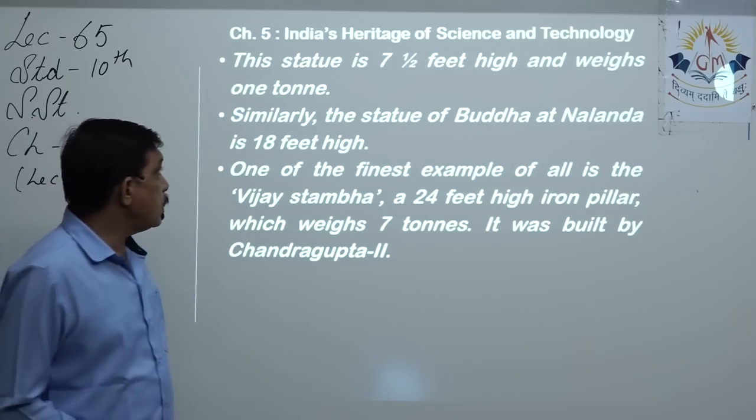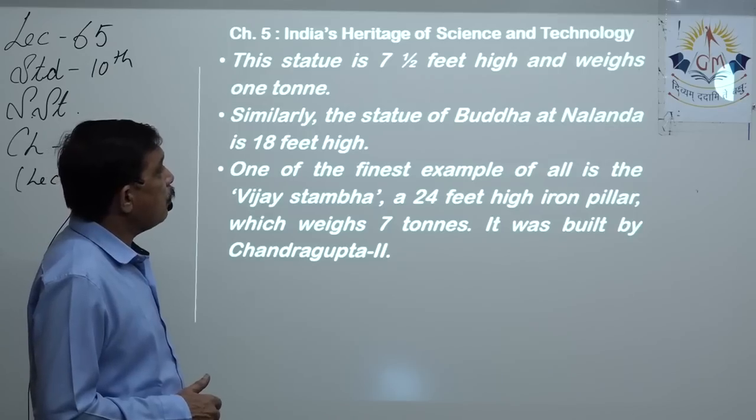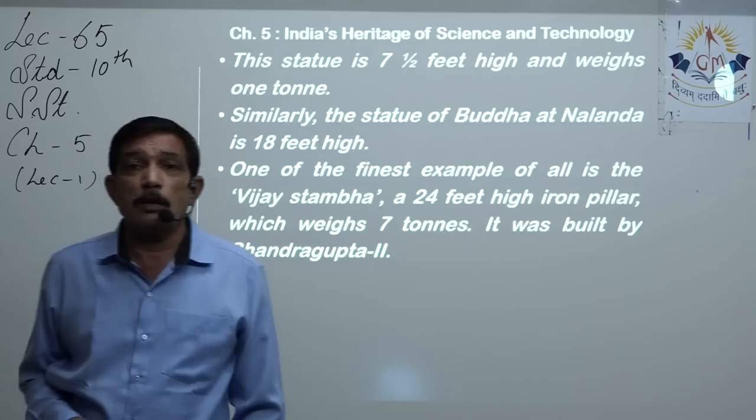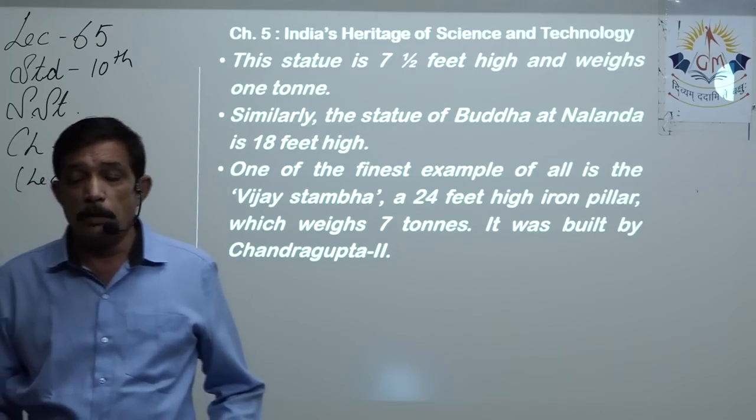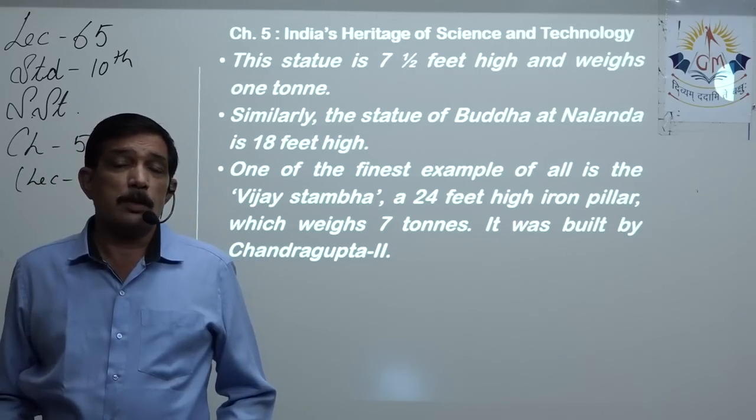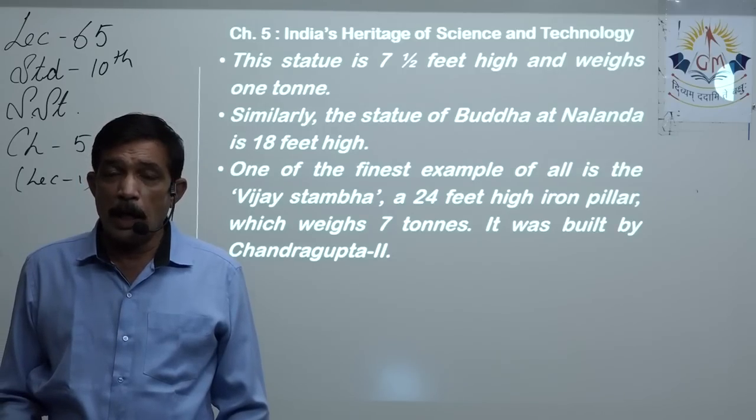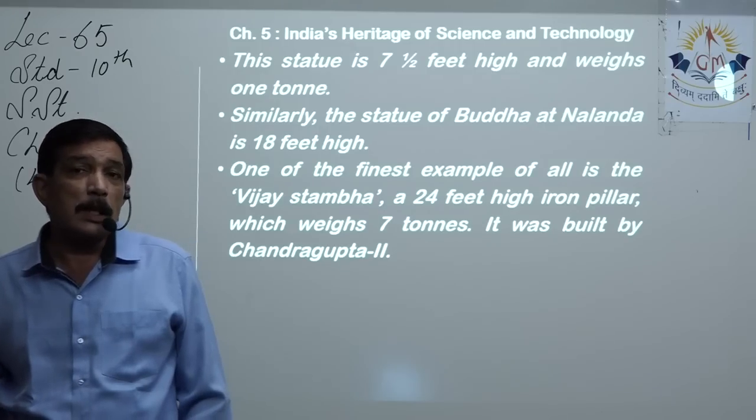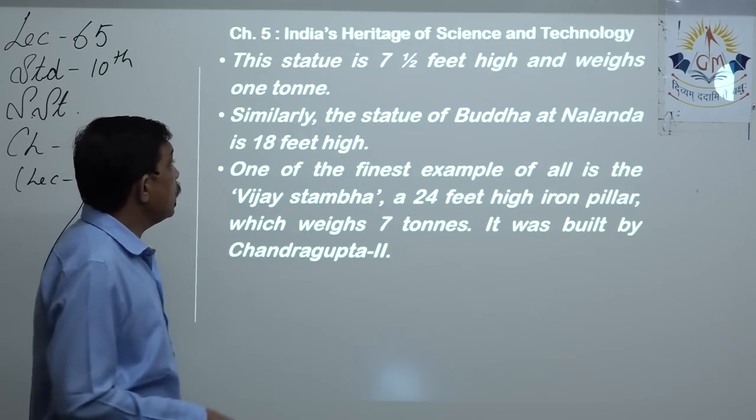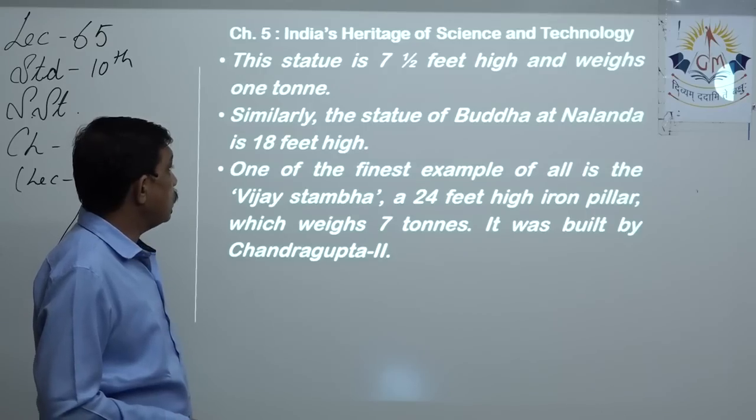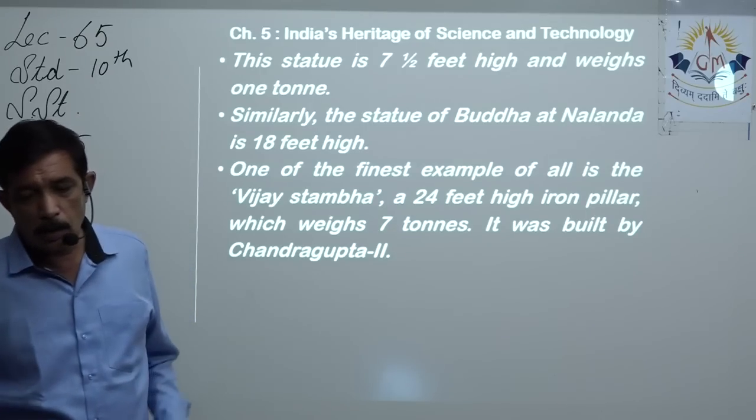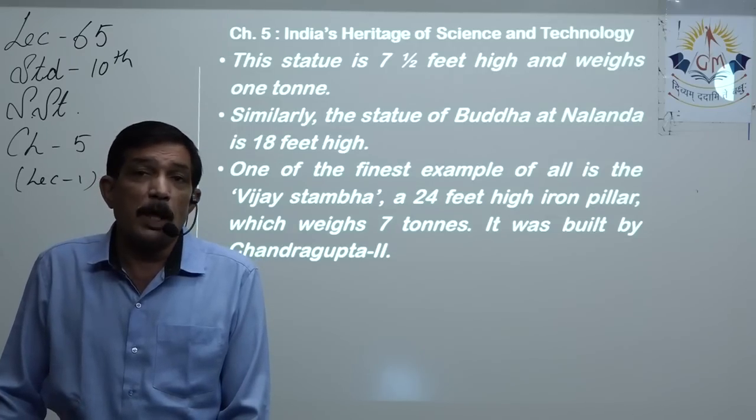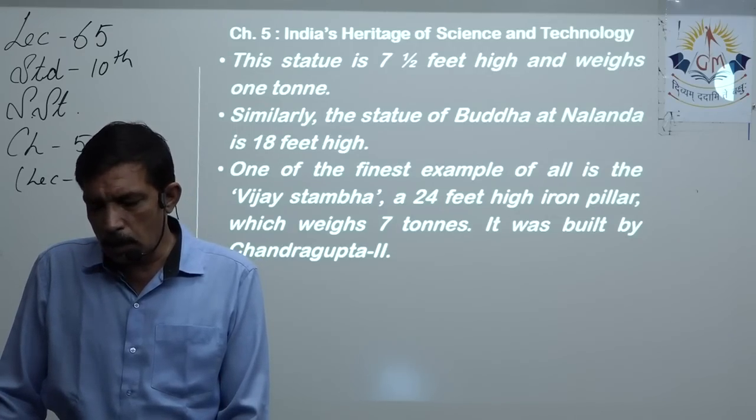This statue, why is it famous? Because it is 7.5 feet high and weighs 1 ton. It's even taller than me, about 2 feet above me. So the statue is 7.5 feet tall, and its weight is approximately 1 ton, that is 1,000 kg. Similarly, the statue of Buddha found at Nalanda is 18 feet high, made out of metal.